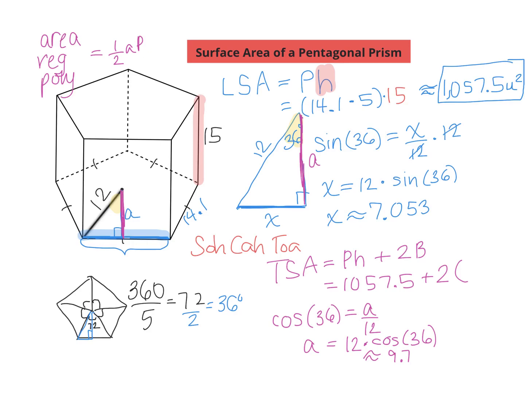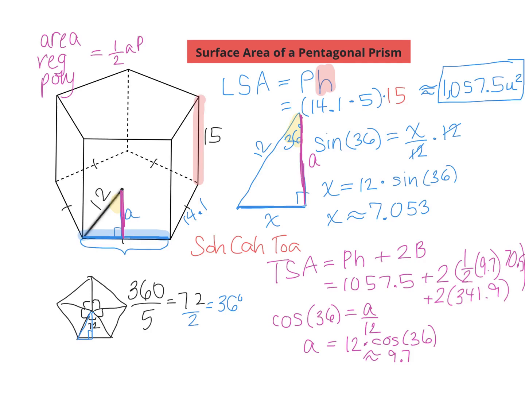Why won't it let me erase that? Okay. 1/2 times 9.7 times 70.5. Plug that into my calculator. So 1/2 times 9.7 times 70.5. So the area of my base is going to be about 341.9. I'm going to round it. Lots of rounding here.